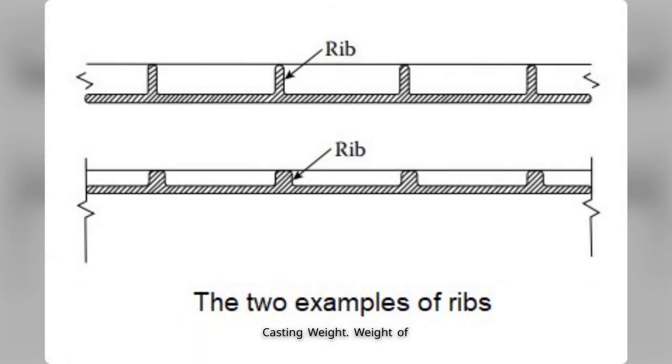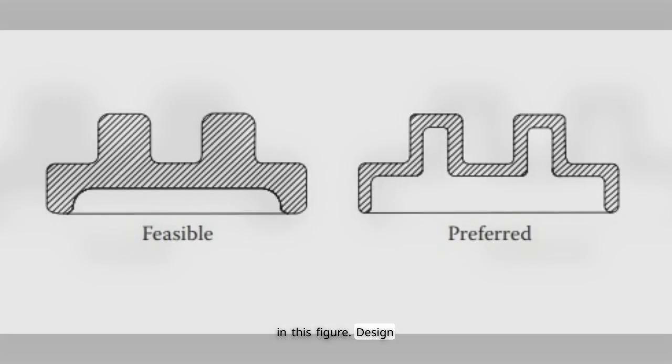Minimize casting weight. Weight of the casting can be reduced by designing the casting utilizing a minimum uniform wall thickness everywhere in the casting. There are a variety of design approaches to use of thinner walls, for example, the use of ribs as shown in this figure.